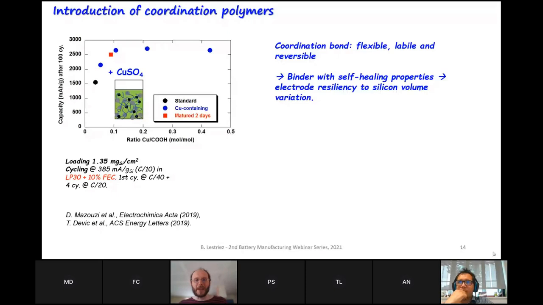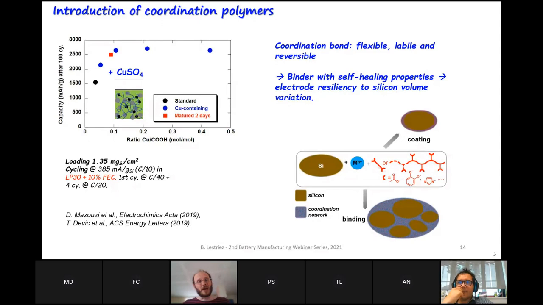So next, this has opened up for us a nice field to explore. We are now trying to develop some coordination polymers, starting from different cations and organic ligands, to behave as binders or coatings for silicon or alloying materials.